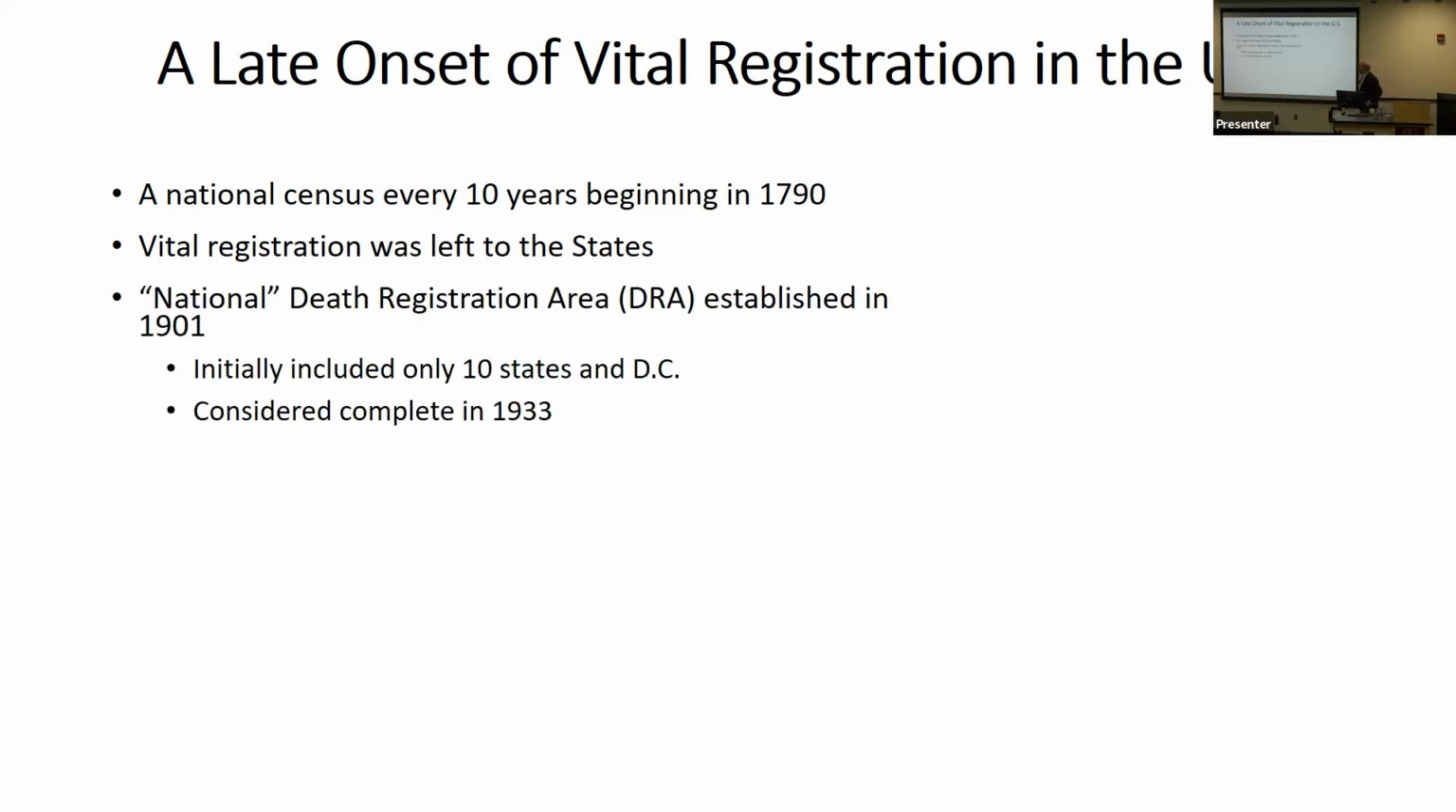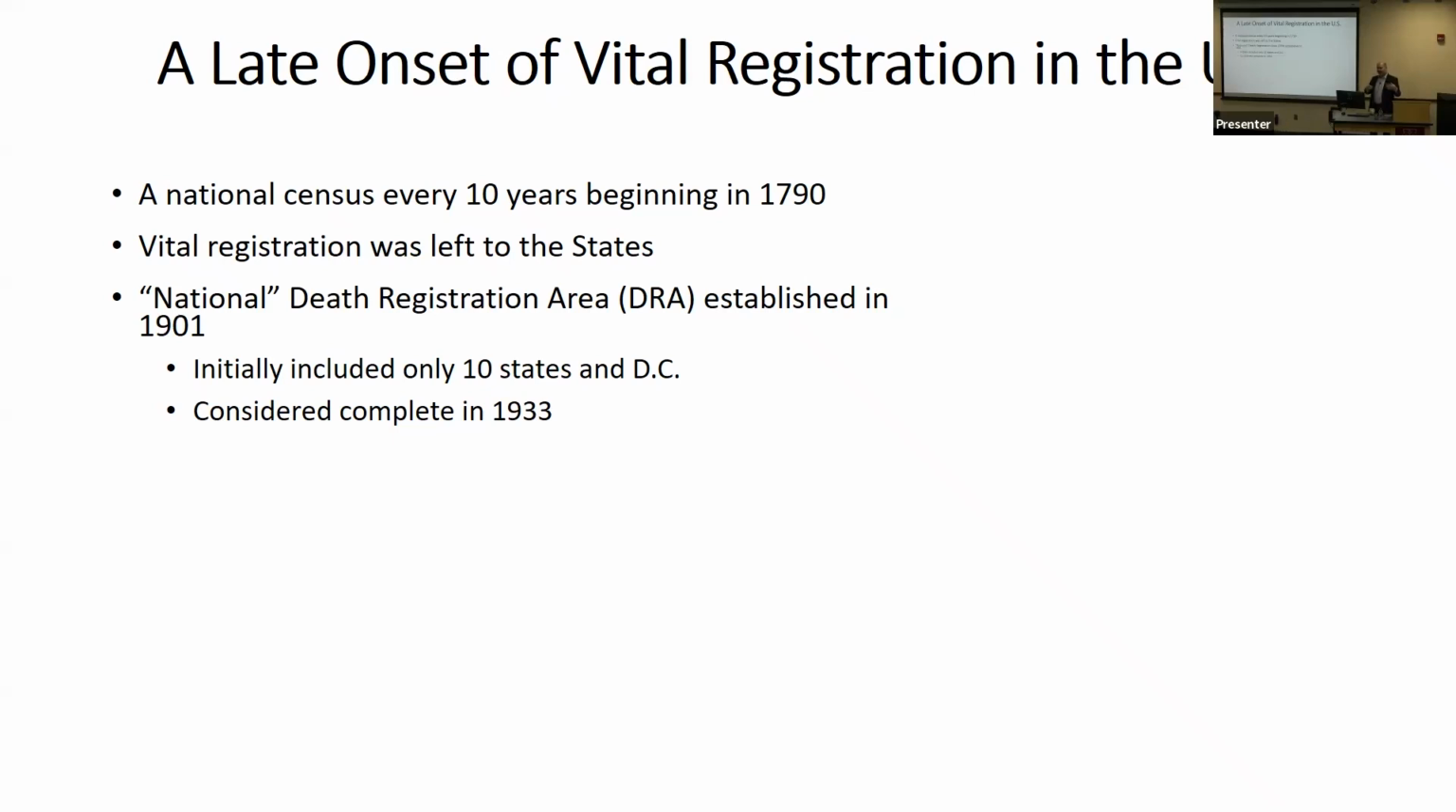Despite that, nationally, there's an attempt to organize what's there in 1900. And this is the establishment of a national death registration area. It's meant to make some consistency among the states. It initially includes only 10 states that had vital registration systems at the time, plus Washington, D.C. There's a push to get all states to adopt vital registration systems, and they are considered complete in 1933 when Texas comes into the system.